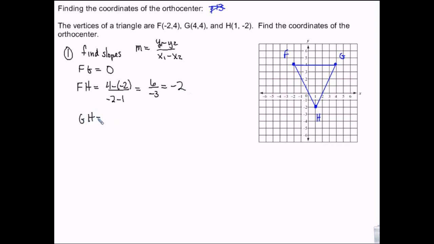And then GH is going to give me 4 minus 1 over, I lied again, 4 minus -2 over 4 minus 1, so that's going to give me 6 over 3, which is +2. So I found my slopes. Now the perpendicular slope here is easy because that's a straight vertical line. So my altitude for H is just like that. So I found that one. Now I need to find either G perpendicular to FH or F perpendicular to GH.